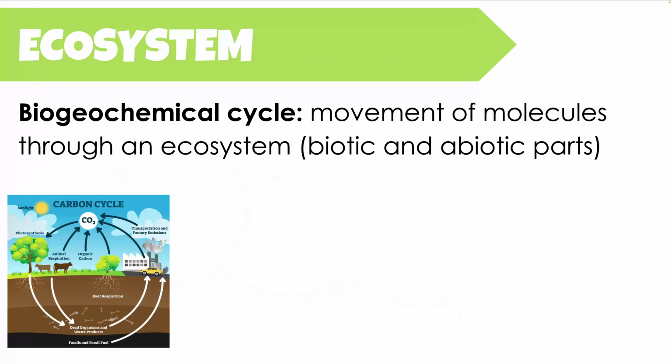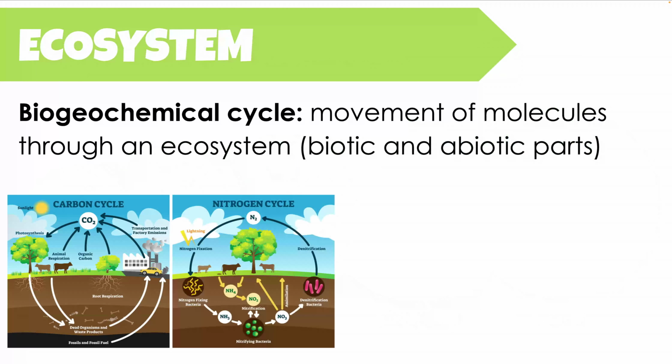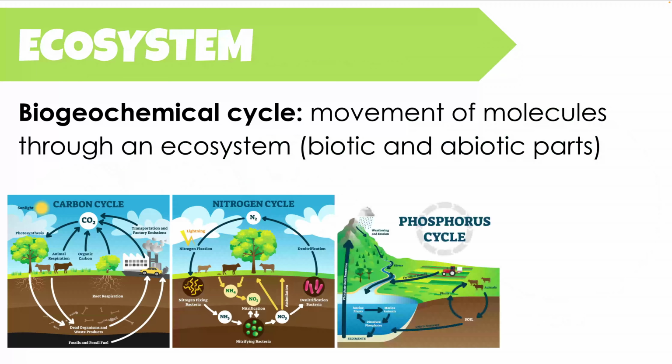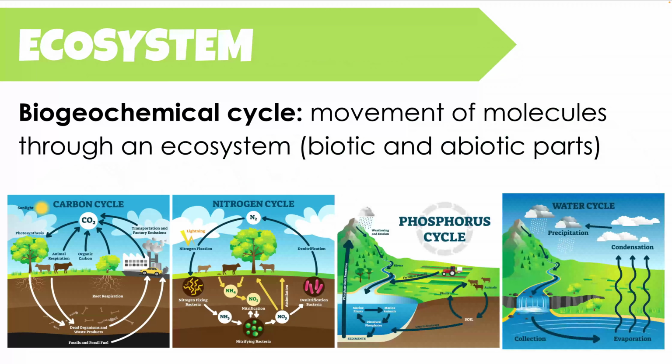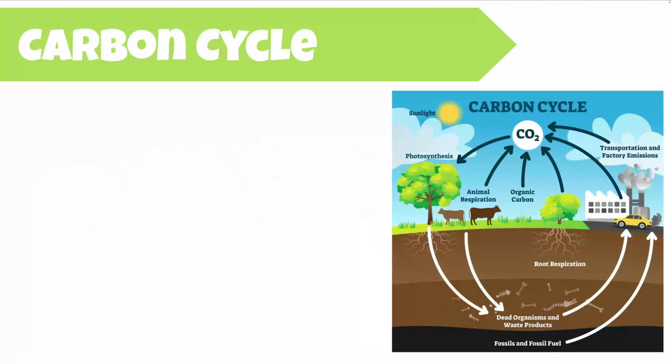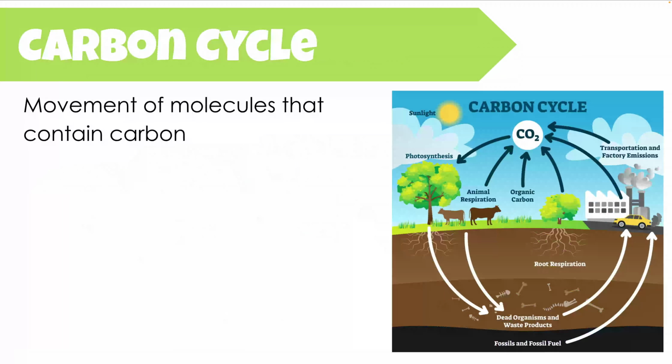So we're going to talk about the carbon cycle in this video, which is one of the major biogeochemical cycles in ecosystems. There are others, such as the nitrogen cycle, phosphorus cycle, and one that is commonly taught in most science classes is the water cycle. But we're focusing on carbon. And so with the carbon cycle, we're looking at movement of molecules that contain carbon in them. One of the primary molecules is going to be carbon dioxide.